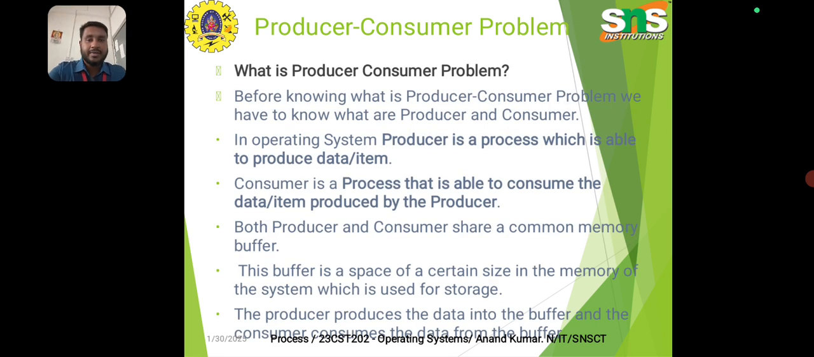So what is actually the producer-consumer problem? Before knowing that, we have to know what producers and consumers are. In an operating system, a producer is a process which is able to produce data or items. A consumer is a process that is able to consume the data or items that are produced by the producer. Both the producer and consumer share a common memory buffer. This buffer is a space of certain size in the memory of the system which is used for storage. The producer produces the data into the buffer and the consumer consumes the data from the buffer.